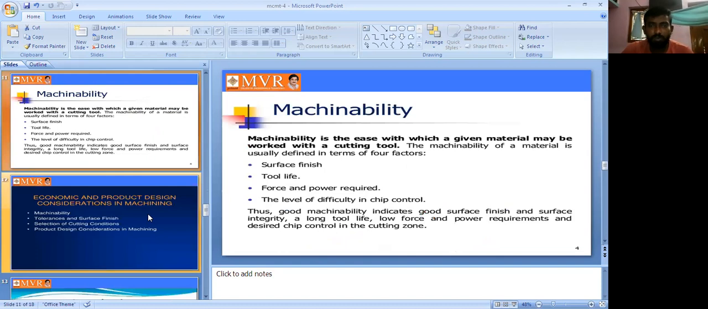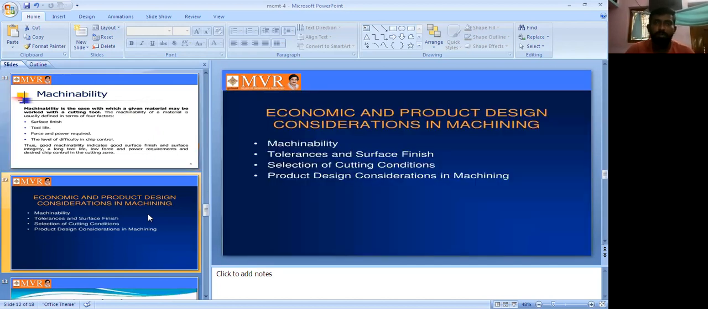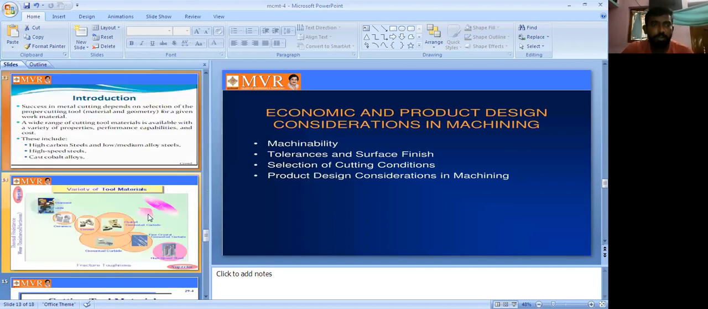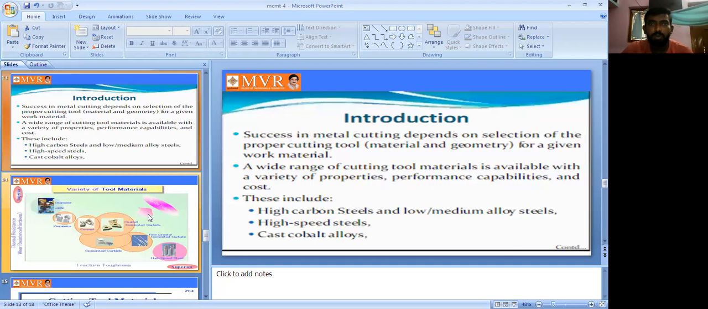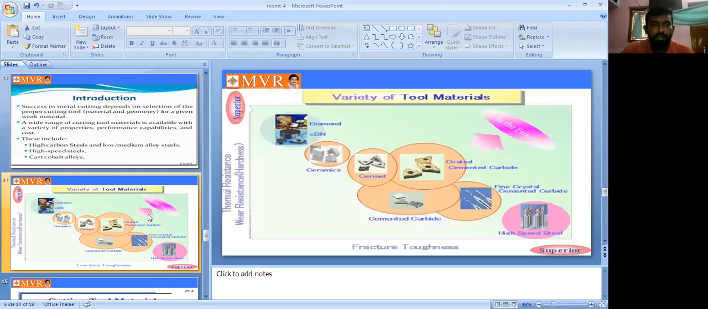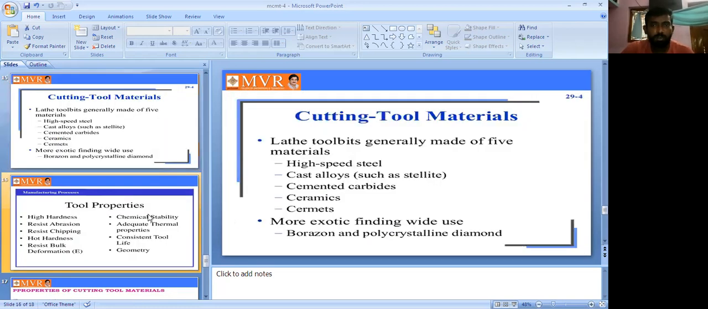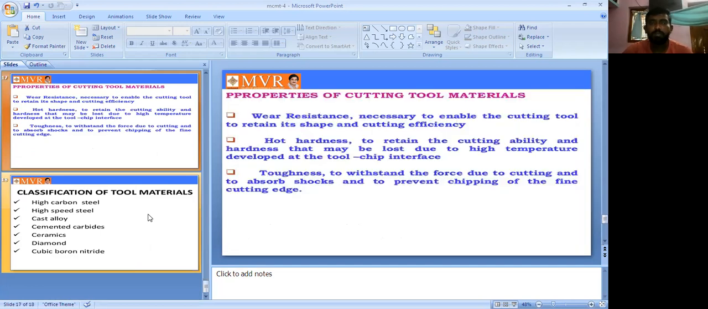Next is machinability. What is machinability? It is the economic consideration of the machining operation. Then tool materials, where we also have different types, a variety of tool materials. So these are today's topics: cutting tool properties and the classification of tool materials. So that is our class for today.